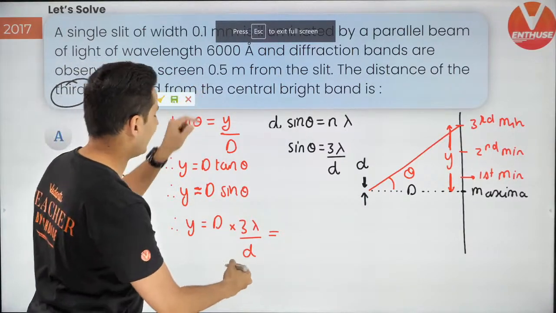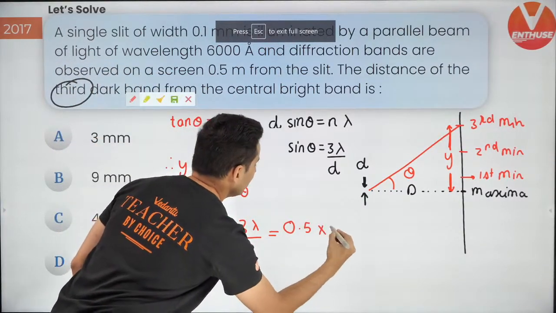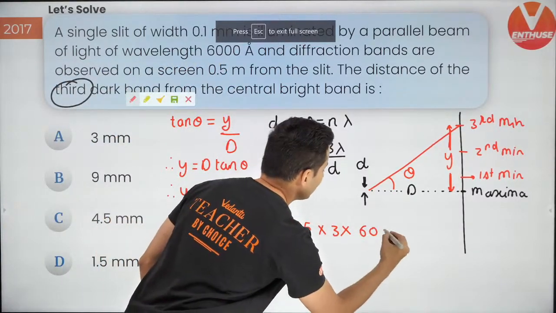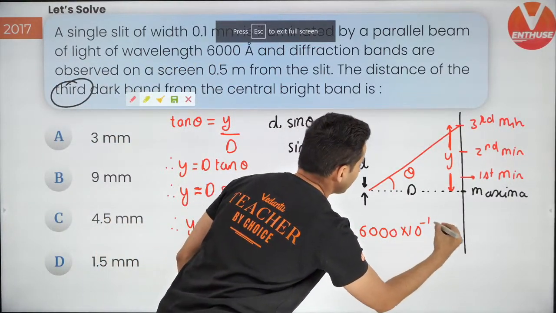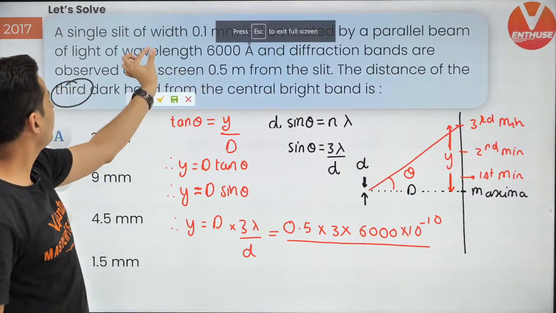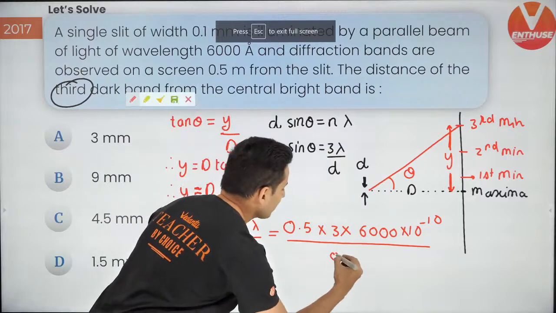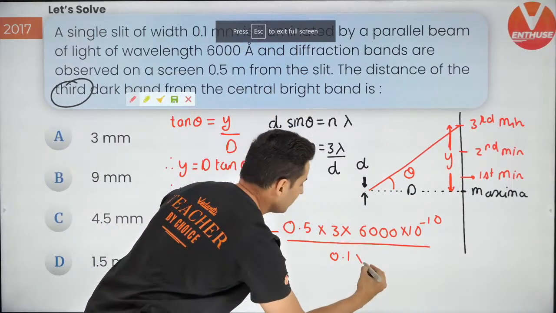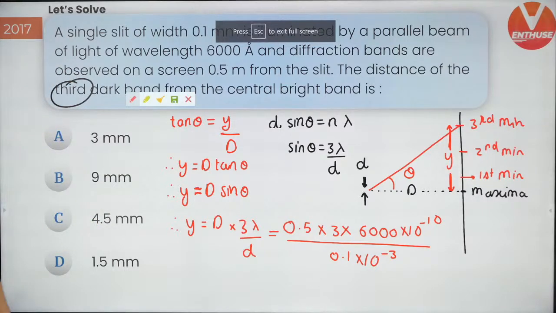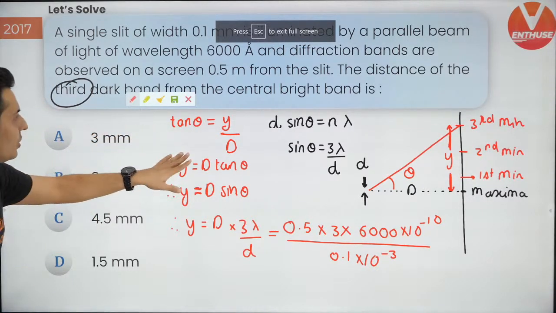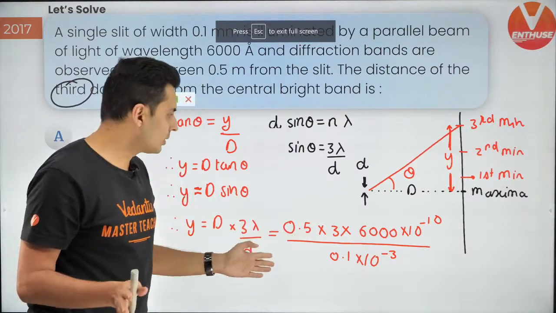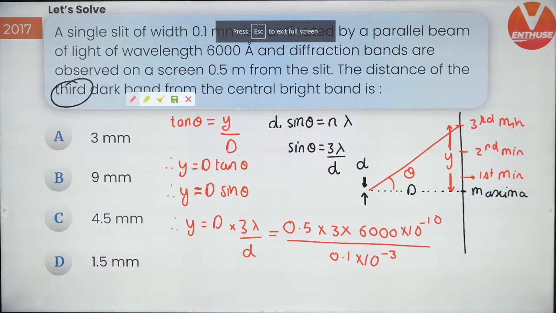Distance 0.5 into 3 into how many angstroms? Okay, 6,000. So 6,000 into 10 to the power minus 10, and the whole thing divided by the width of the slit. It's 0.1, but that's millimeters, so into 10 to the power minus 3. So just do that and you'll get the answer. Very good, so that's how you do this. I hope this problem is not so difficult once you know the theory and the formula. Just substitute the values and check out what you are getting.